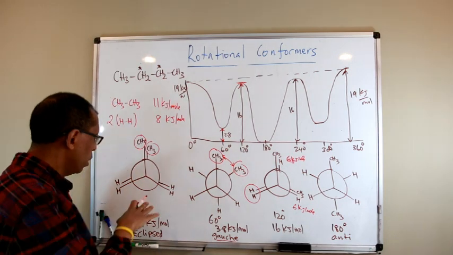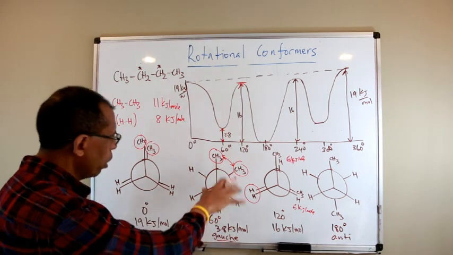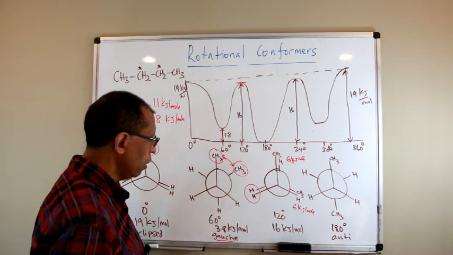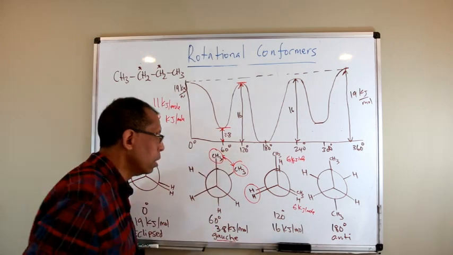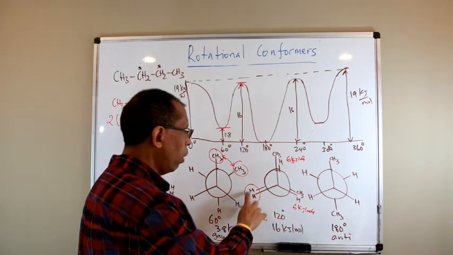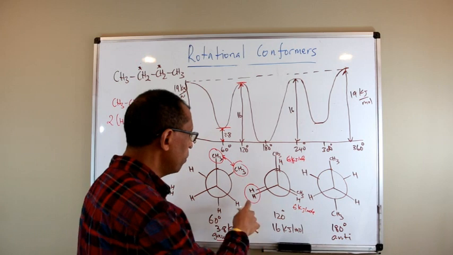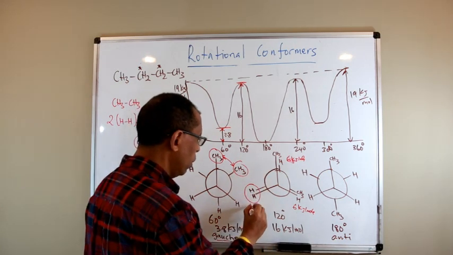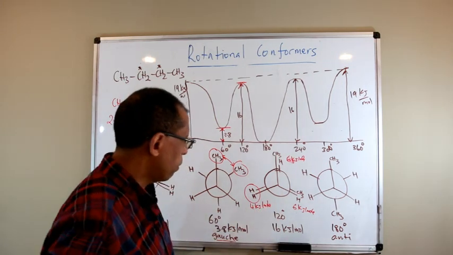So this is the highest energy at 19 kilojoules per mole at 0 degrees. We rotated it by 60 degrees and end up at 3.8, which is a relatively low energy. As you see, this is 3.8 at 60 degrees. Now the next one is raised. The energy is raised because all are eclipsed in eclipsed conformers, and each hydrogen eclipse contributes 4 kilojoules per mole.